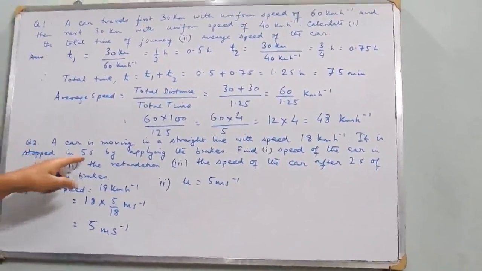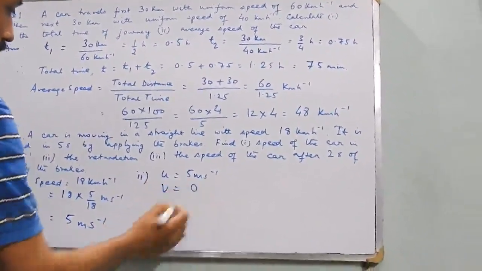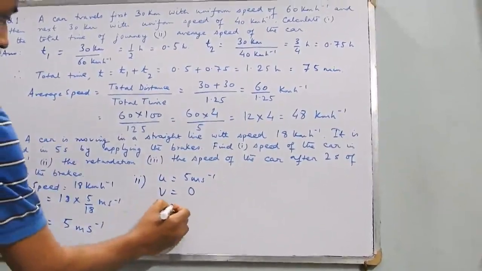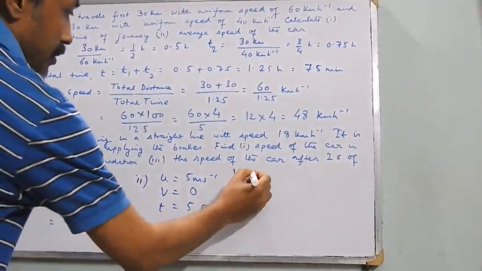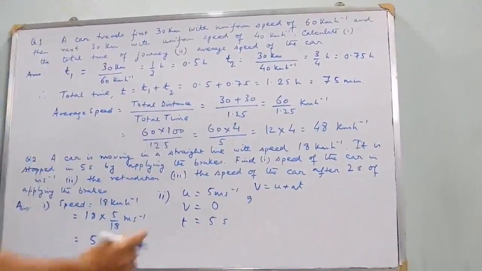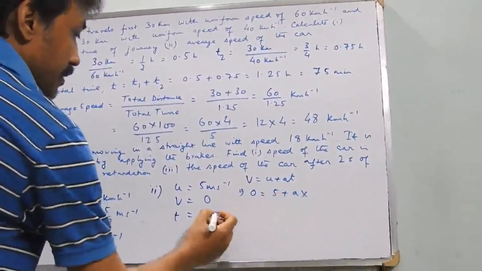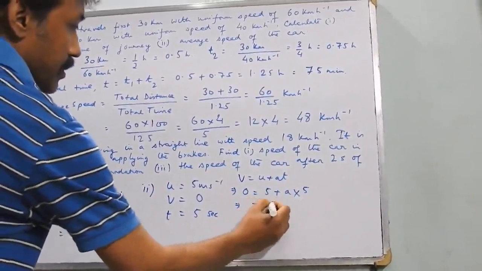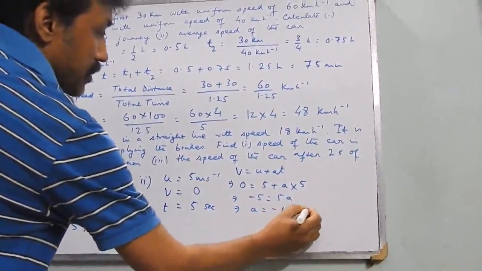It has been stopped in 5 seconds by applying brakes. Because it has been stopped, its final velocity v is obviously 0. And the time interval is 5 seconds. So from the relation v equal to u plus at, here we substitute v as 0, u as 5 and t as 5 seconds. So this means minus 5 equal to 5a, which means a equal to minus 1 meter per second.